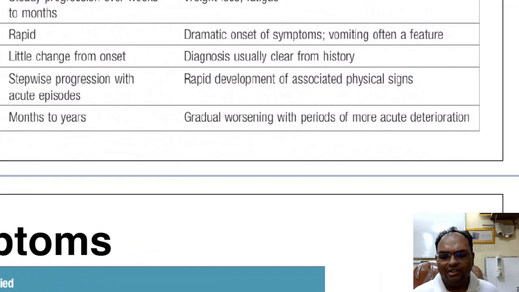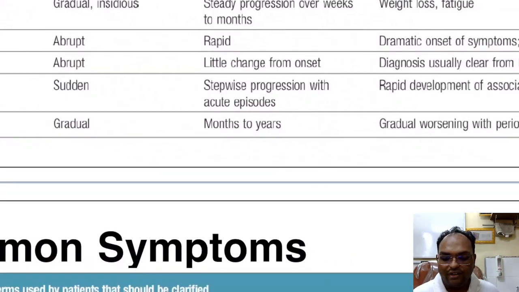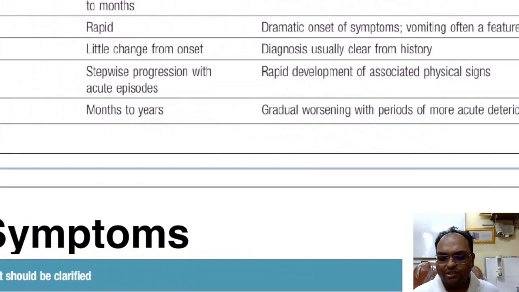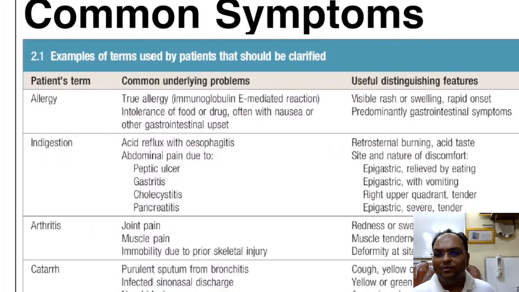Vascular is just a type of traumatic, which I just said, and degenerative is gradual, months to years, gradual worsening with periods of acute deterioration, already discussed. Now we'll come to the common symptoms. Common symptoms, yes, it's very easy.